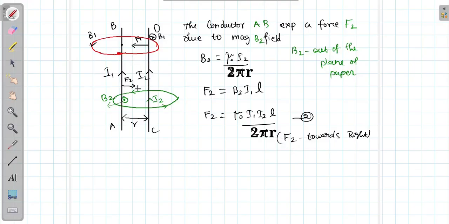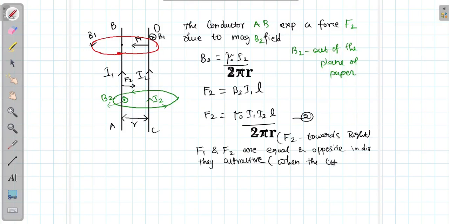It means that the two forces F1 and F2 are equal and opposite in direction, and they are attractive in nature. Attractive when the currents are in same direction.